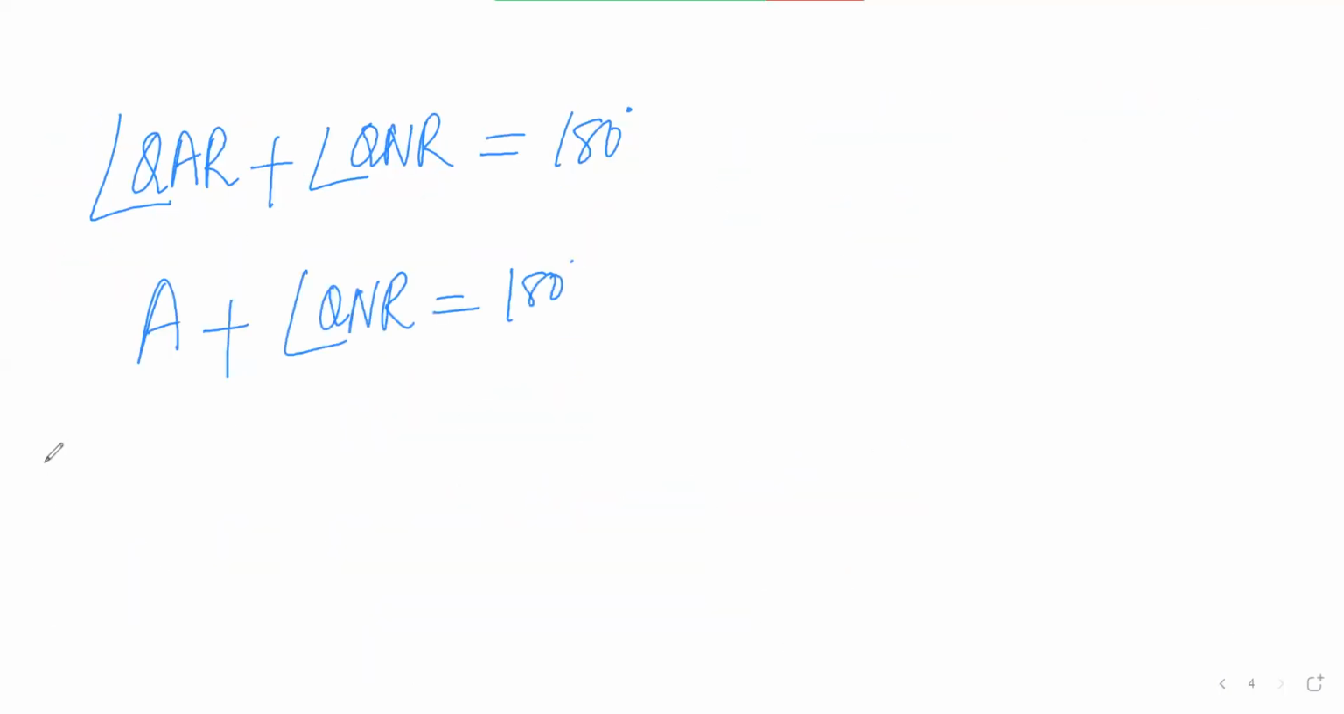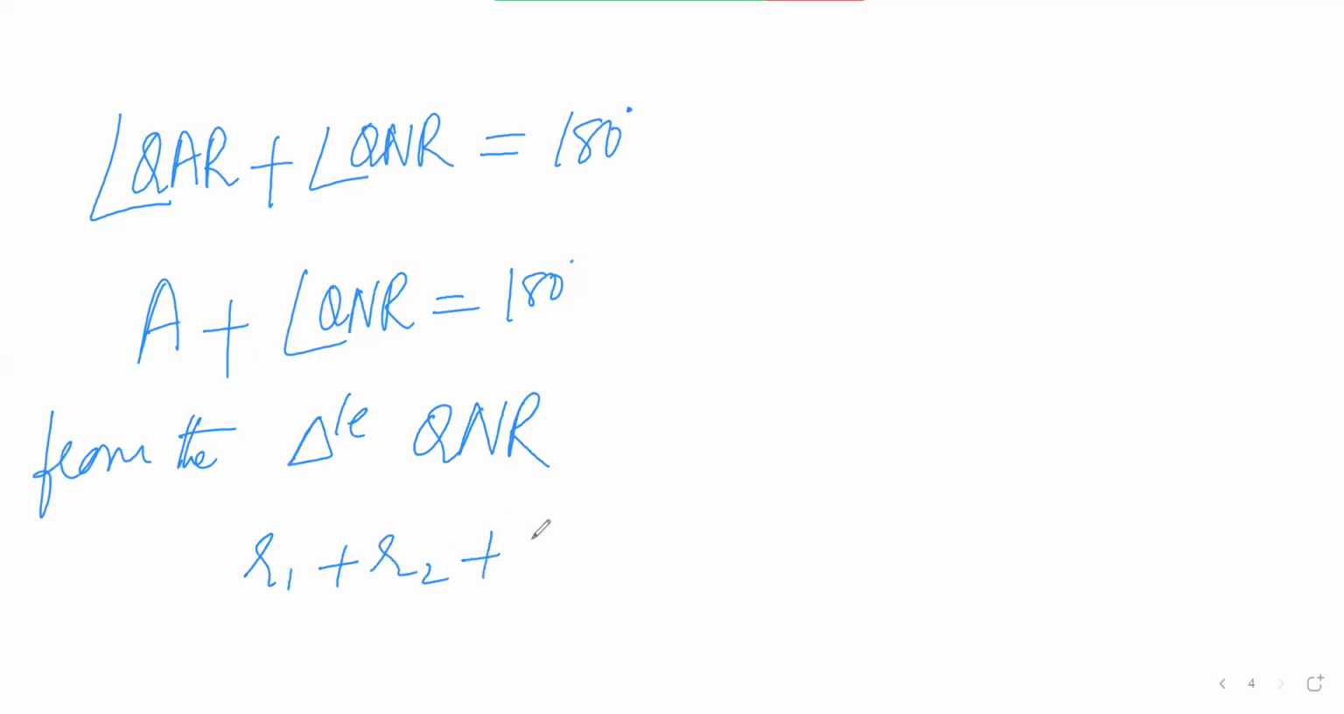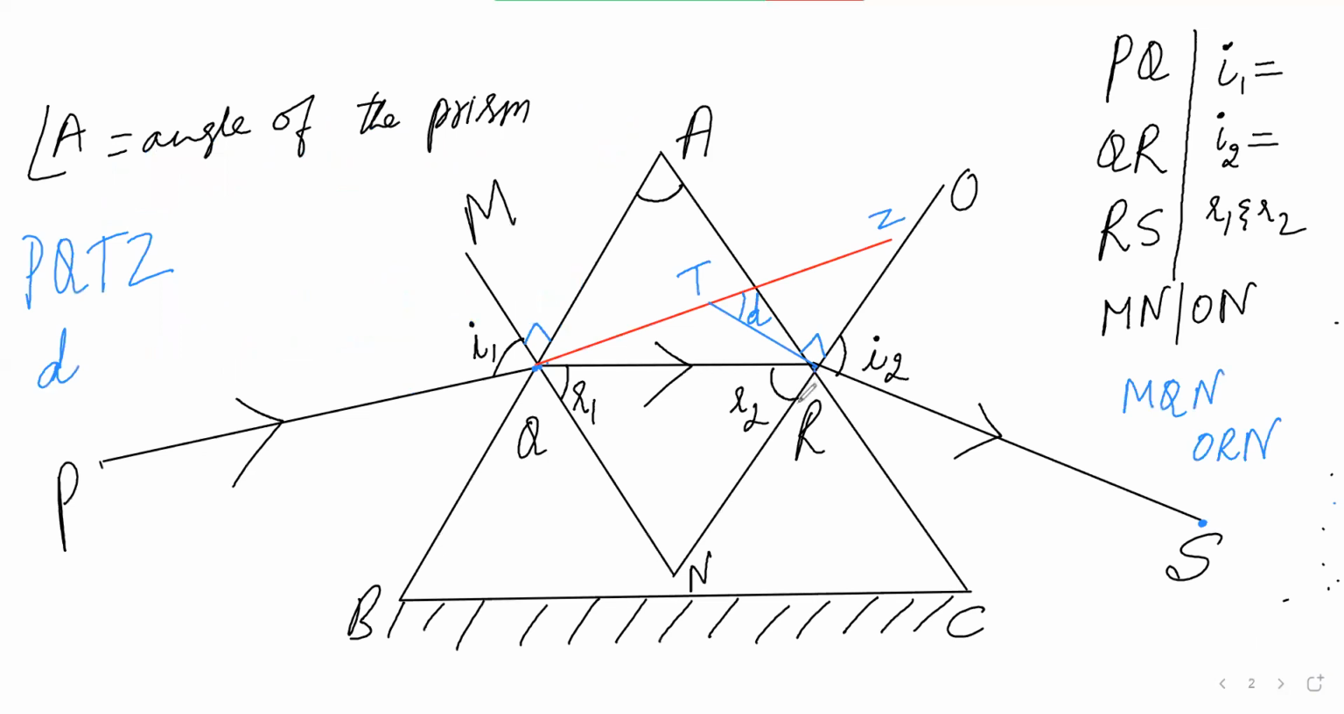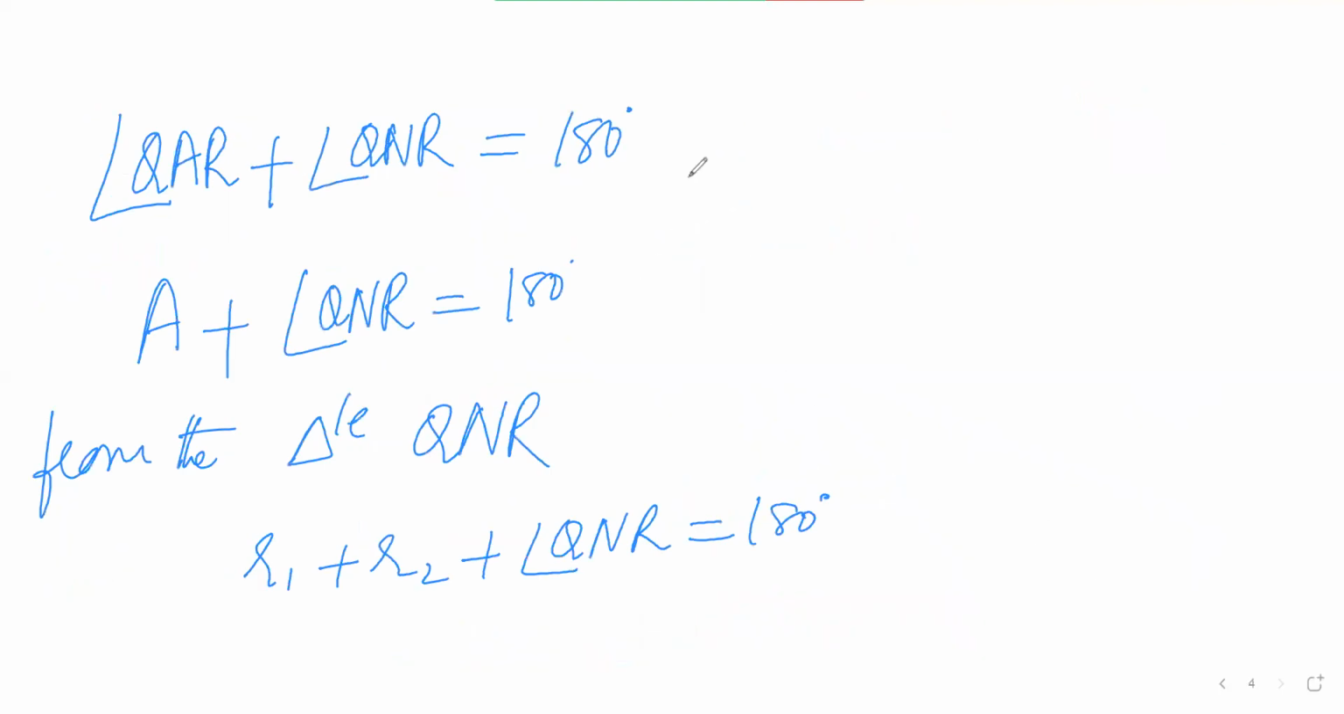We know that from the triangle QNR, R1 plus R2 plus angle QNR equals 180 degree, because the sum of the three angles of a triangle will always be equal to 180 degree. So R1 plus R2 plus QNR equals 180 degree. Can you people see this? We'll call it equation number 1. We'll call this equation number 2.